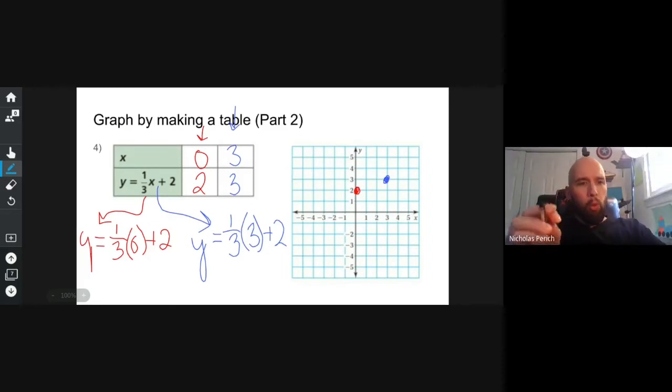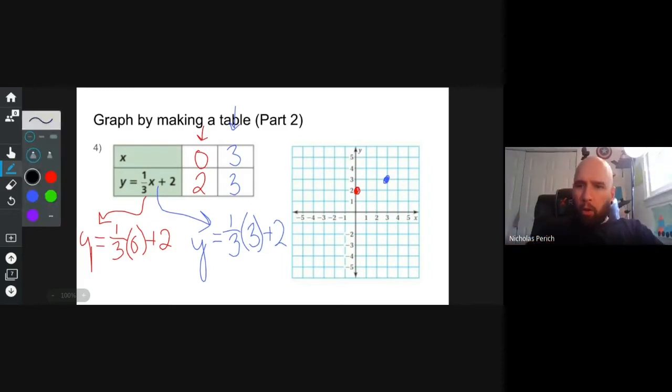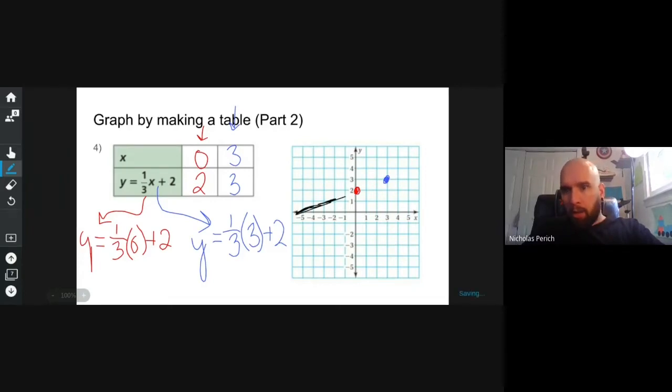I take my ruler, and I draw my line across the ruler, and when I do that, it'll look a little something like that.